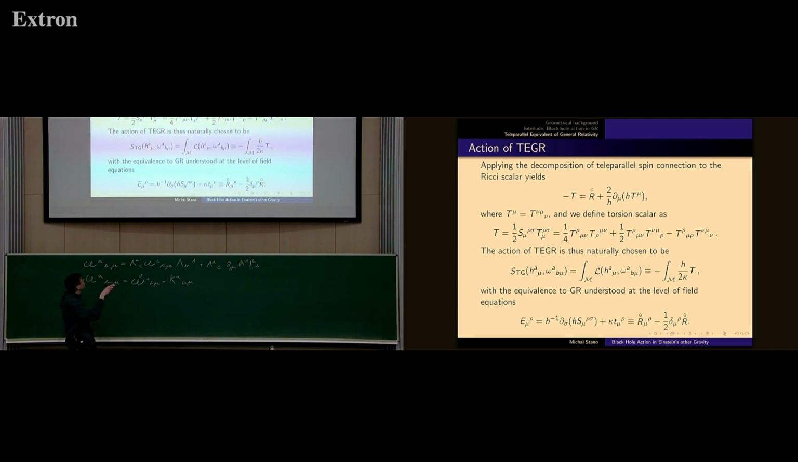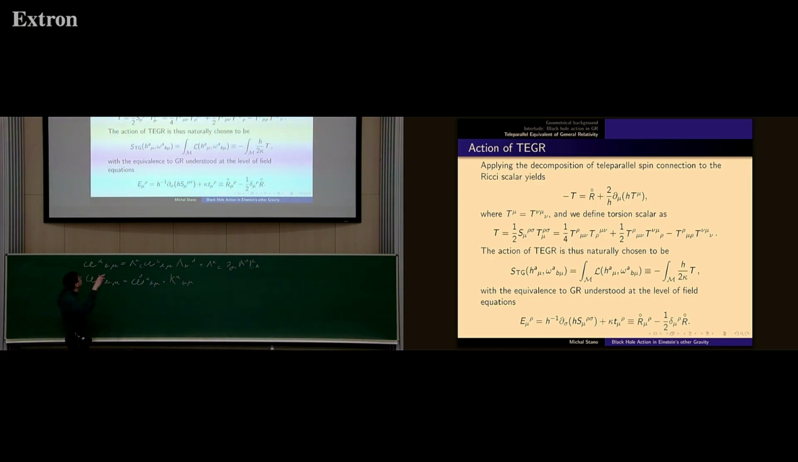Okay, another way to see it is that once we vary the teleparallel action with respect to the dynamical variable, which is in this case the tetrad, we obtain field equations which are completely equivalent to the GR equations.